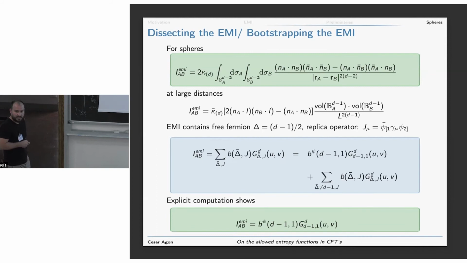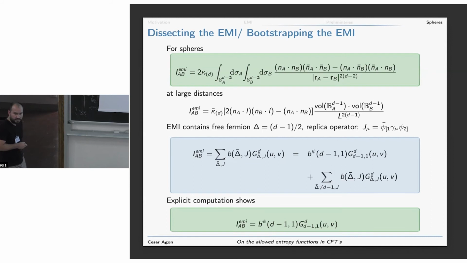We can ask this question because the formula of the EMI is so simple that I can actually evaluate it exactly. I can do some complicated integrals, but I can get a concrete formula. What was surprising to us is that when you do the explicit computation, what you find is that the EMI is given by a single term. And that single term is precisely the conformal block associated to this free fermionic current.